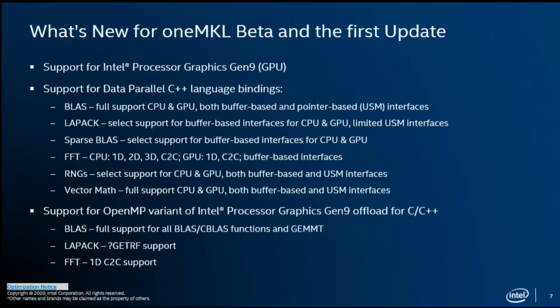We also know, though, that it may not be possible to change your application to use DPC++ interfaces, and you may want to still take advantage of Intel GPUs. And so that's why we have support for the OpenMP variant of offload, currently for C and C++, onto the Intel processor graphics Gen 9. And for BLAS, we have full support for all of BLAS and CBLAS, as well as the BLAS-like extension called GEMM.